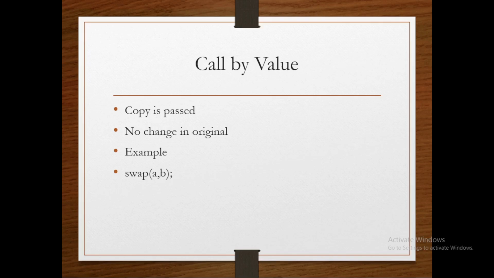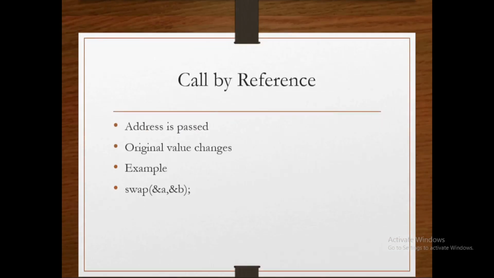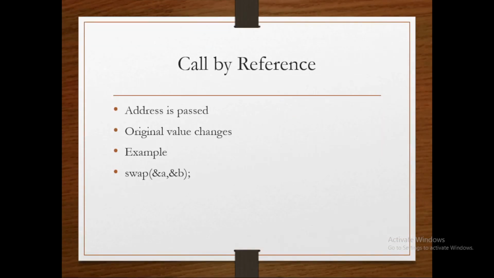Now comes call by reference. Here we pass the address of the variable instead of value. So the function works on the original data. That means changes inside the function will reflect outside also. This is where pointers are very useful.